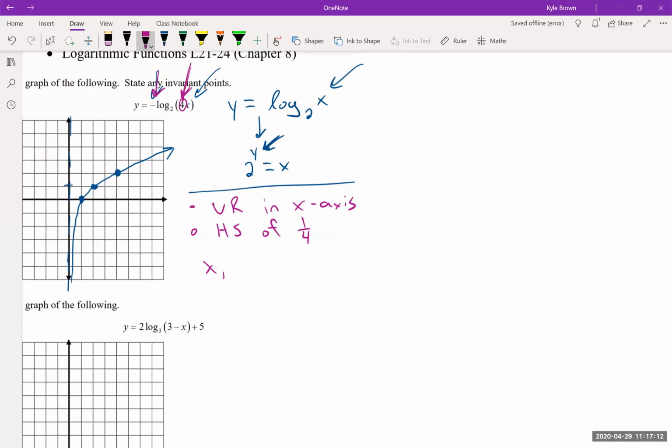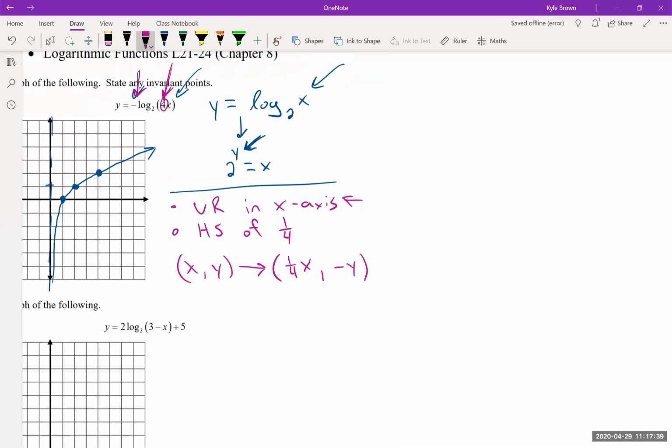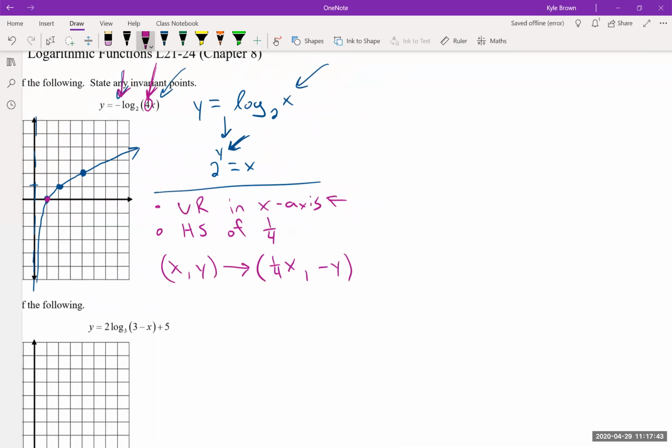So I'm going to say x, y. Any point on x, y is going to turn into. So then for the x's, that's going to be 1/4 x, or x divided by 4, same thing, comma, and then our y, this one's attached to the y, right? So this would be negative y. So any point on there, it's going to go through that, right? So let's just throw some points in it. So I know that this is a point, right? There's one of my points. So let's put that point in. So see where it ends up.